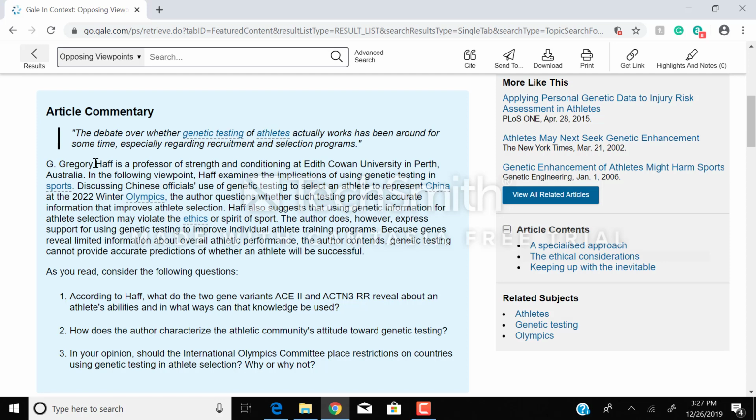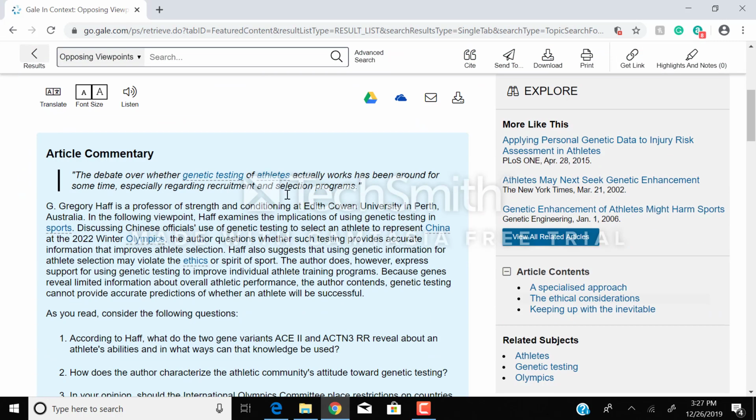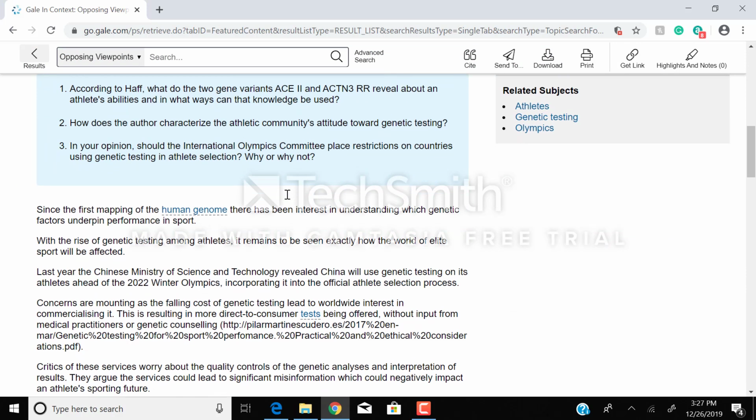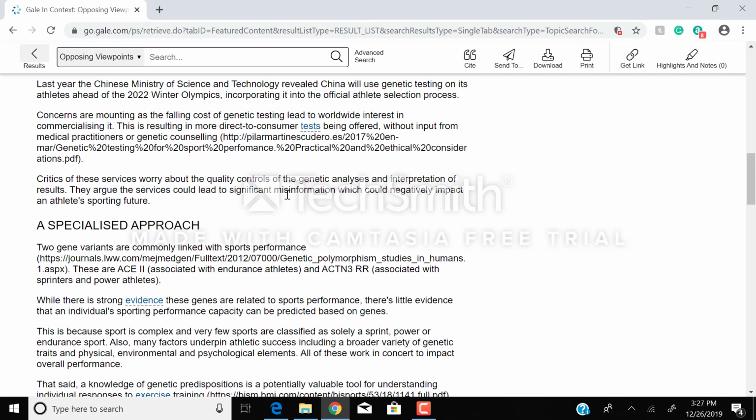I don't see any advertisements here. Of course, we're in a database. So we want to determine what the author is trying to do. In this case, I think we're just being informed, and they're not selling us something, though perhaps there's a little bit of opinion. This author is trying to convince us.